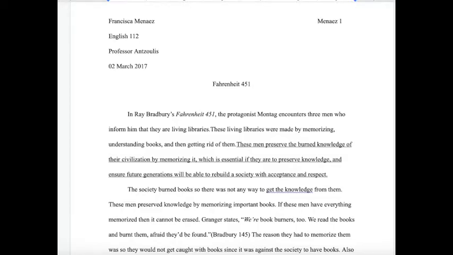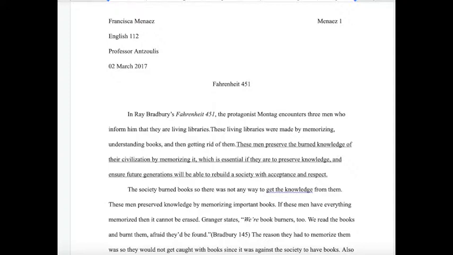materials. In an English class, we had to read Fahrenheit 451, and I had to write about the living libraries. So I wrote, in Ray Bradbury's Fahrenheit 451, the protagonist Montag encounters three men who inform him that they are living libraries. These living libraries were made by memorizing and understanding books and then getting rid of them.